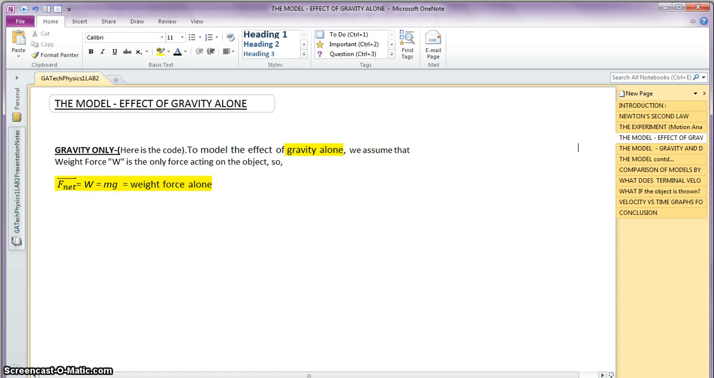I then modeled the effect of gravity alone on the motion of the falling object. To model the effect of gravity alone, we assume that the weight force is the only force acting on the object, so the net force equals W, which equals mass times the gravitational constant, the weight force alone.